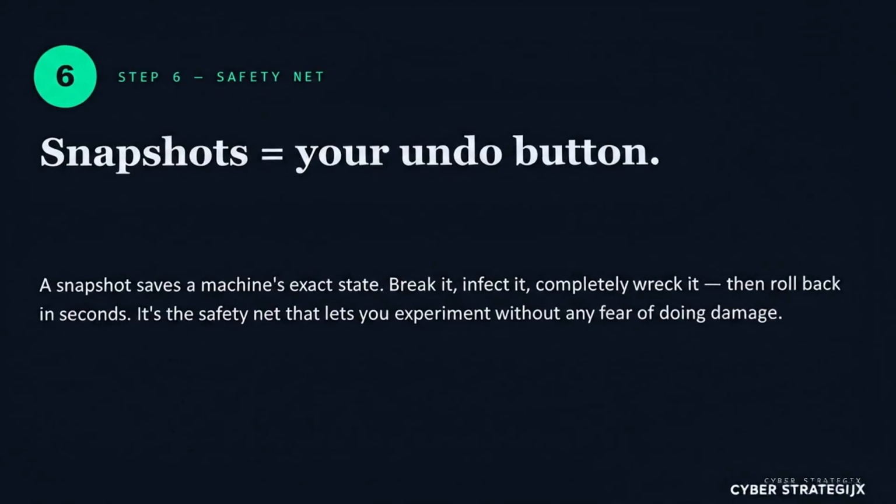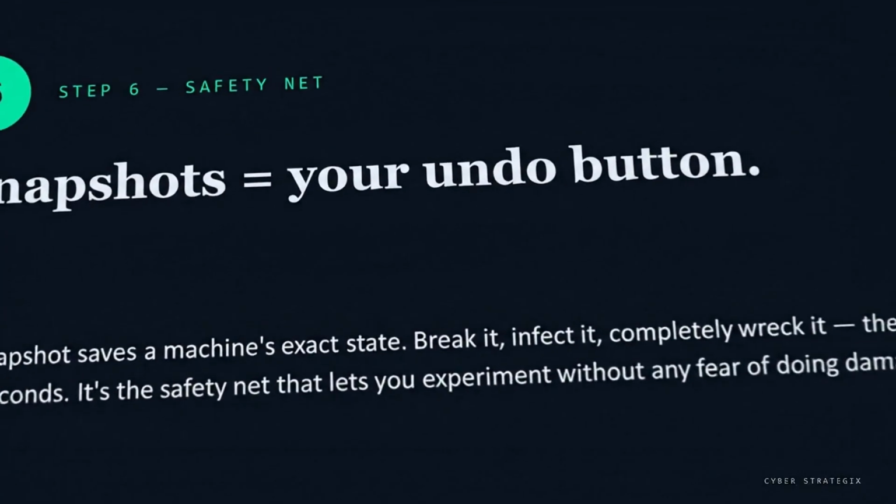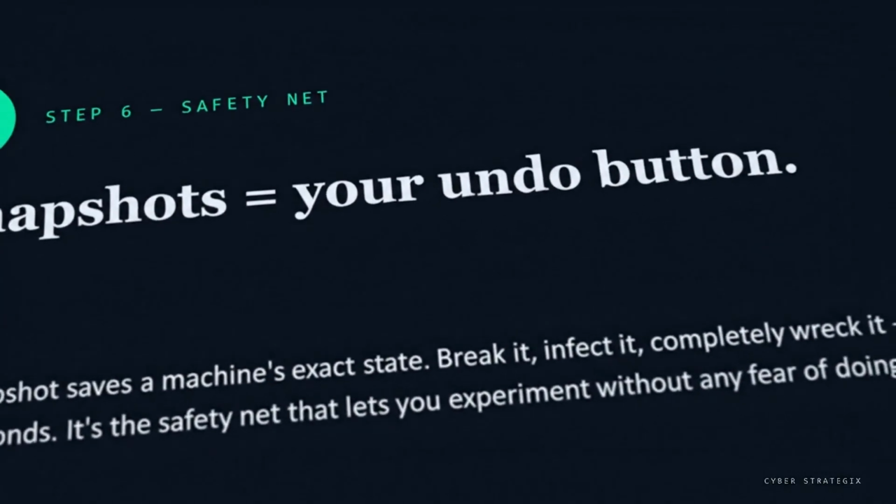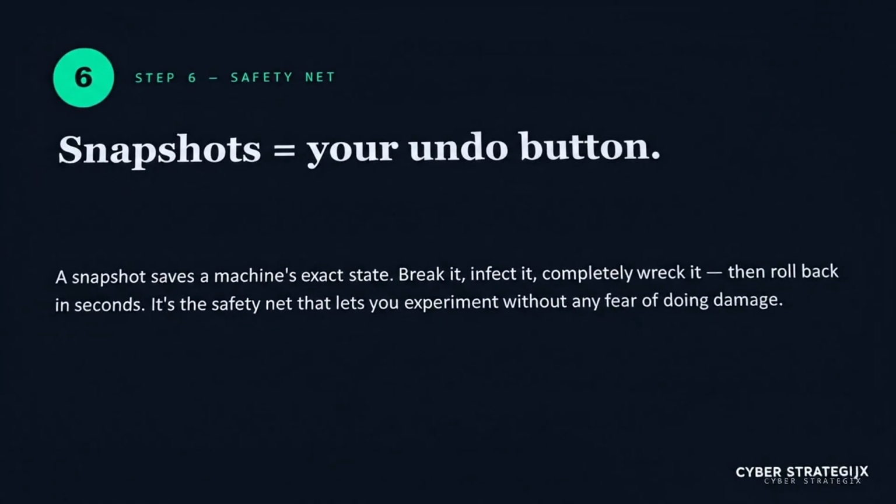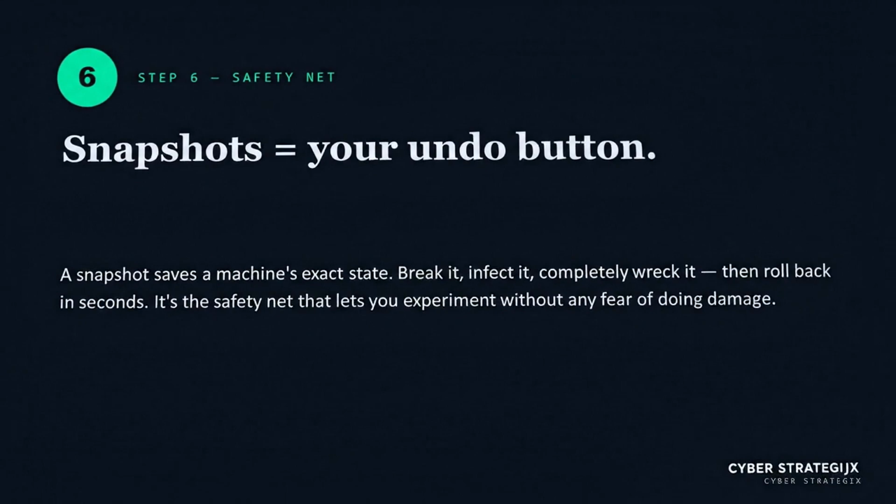Sixth, take snapshots. A snapshot saves the exact state of a machine. Break something, run malware, completely wreck the system, then roll back to the snapshot in seconds. It's the safety net that lets you experiment fearlessly.